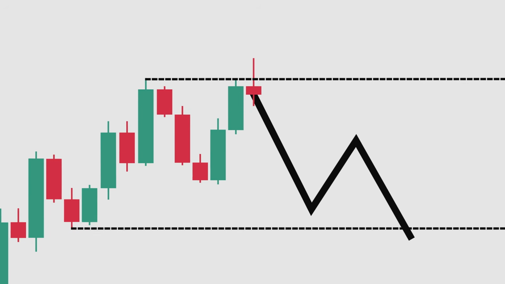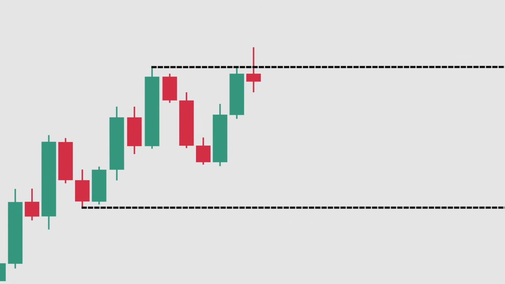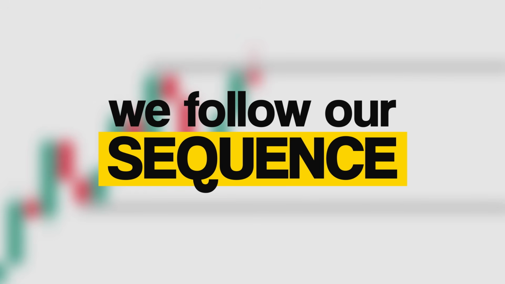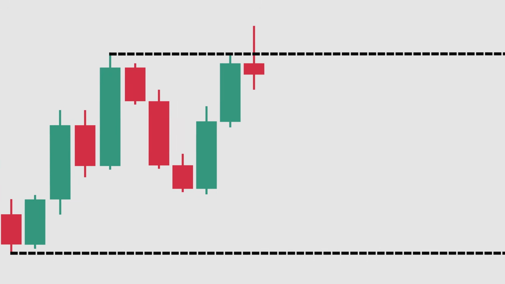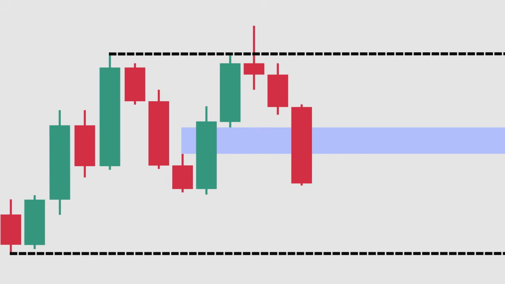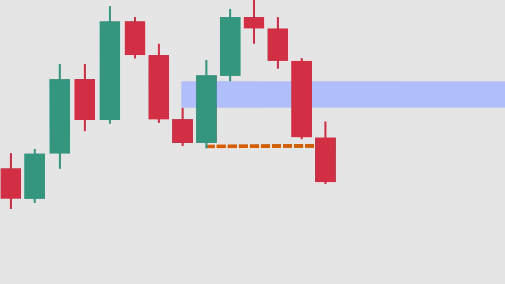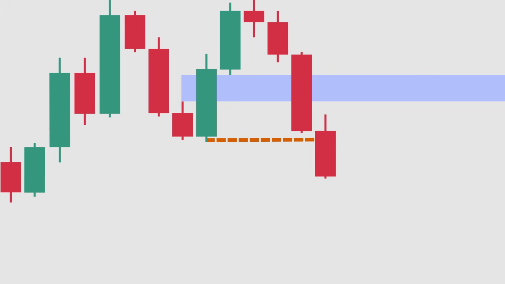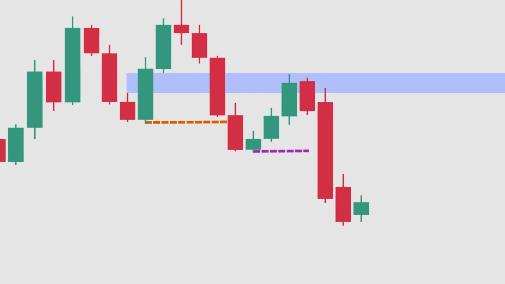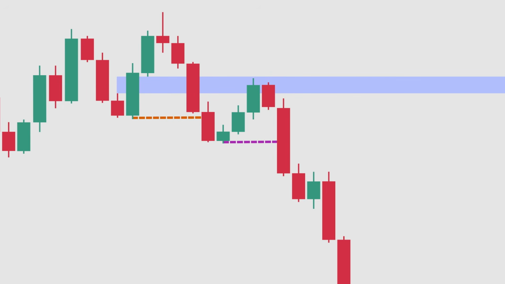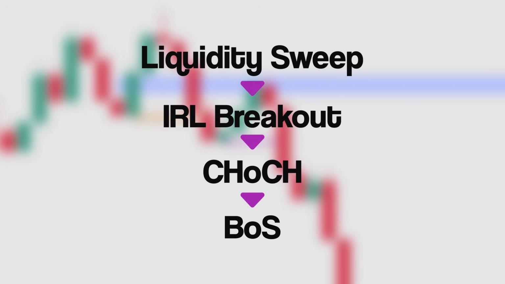Price grabbed the buy-side liquidity above the high and then rejected it. And after a sweep like this, it's reasonable to expect a potential reversal. But we don't short just because we saw a wick. Instead, we follow our sequence. Like I mentioned earlier, the first reversal warning is when price disrespects the internal range liquidity. Next, we want to see price break below the previous swing low and create a change of character. And after change of character, we still need one more thing: a break of structure in the new bearish direction. When this sequence remains intact, we can confidently say that the trend has reversed, and that's when we start looking for short entries.